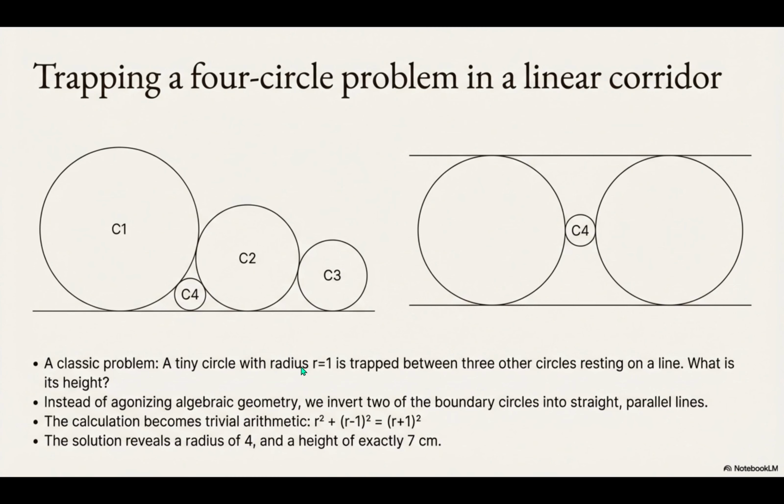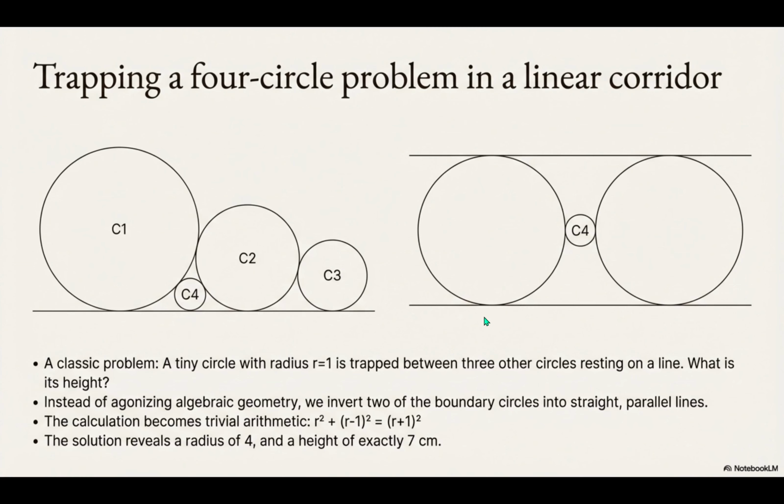But how do we choose where to put our center of inversion for this puzzle? We want to flatten the boundaries that are making the problem difficult. So we place our center of inversion exactly at the point where the 2 big bowling ball circles touch the ground line. By doing that, both the ground line and the 2 big circles pass right through our inversion center, which means they all turn into straight lines. The ground becomes a straight line, and the 2 big circles warp into straight, parallel, vertical walls.